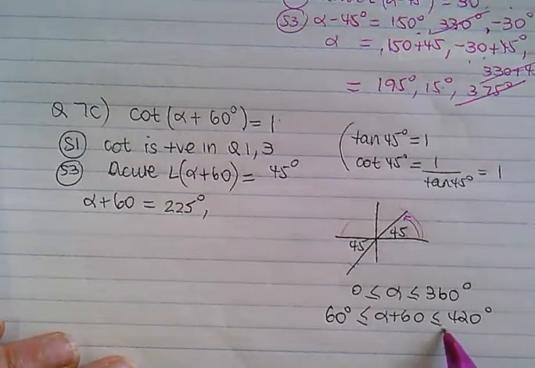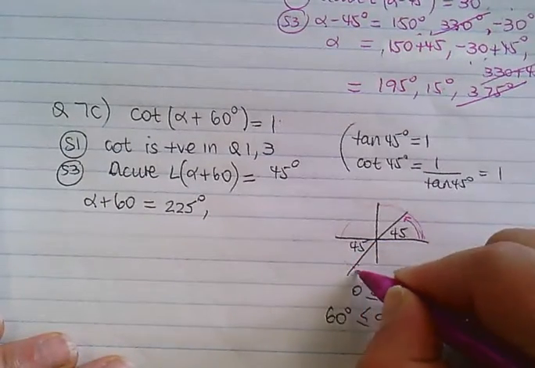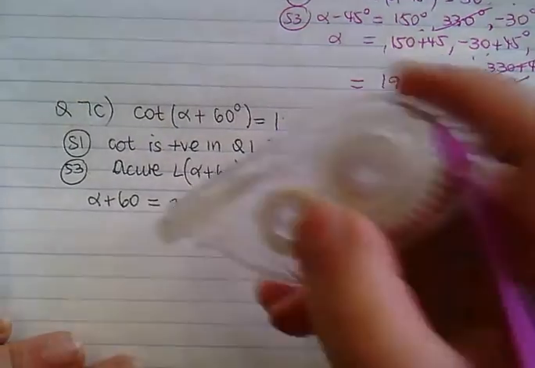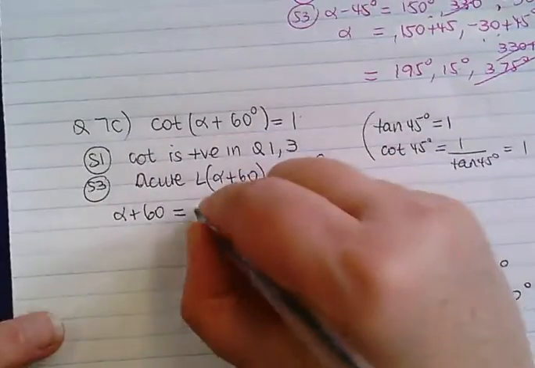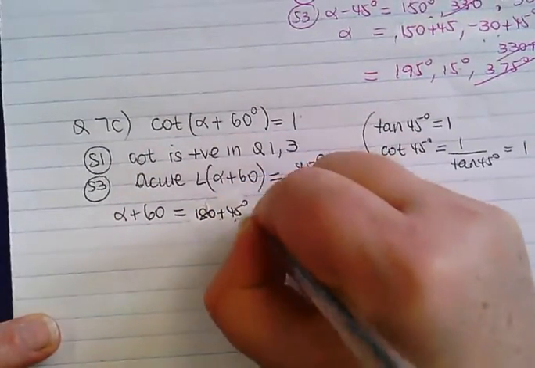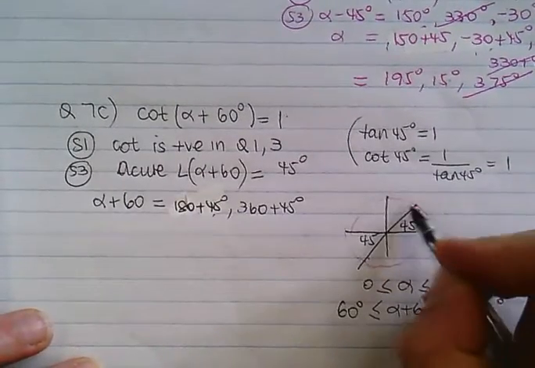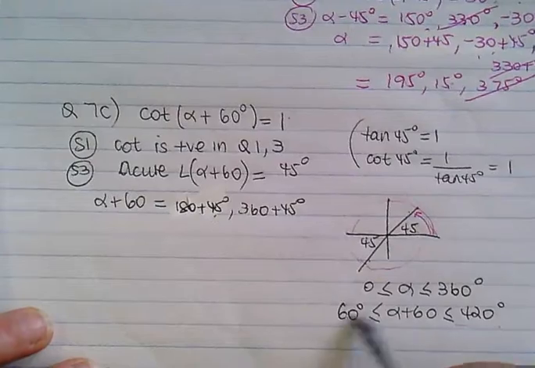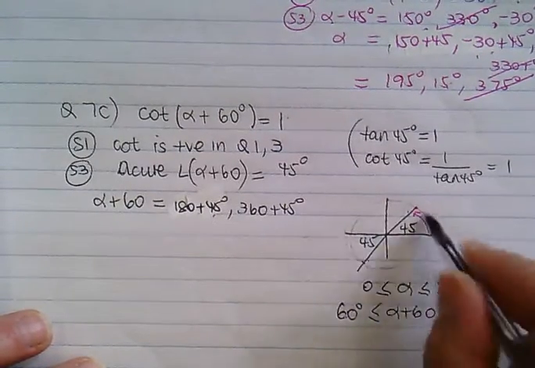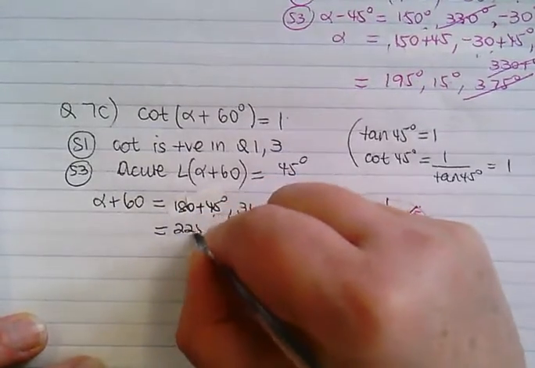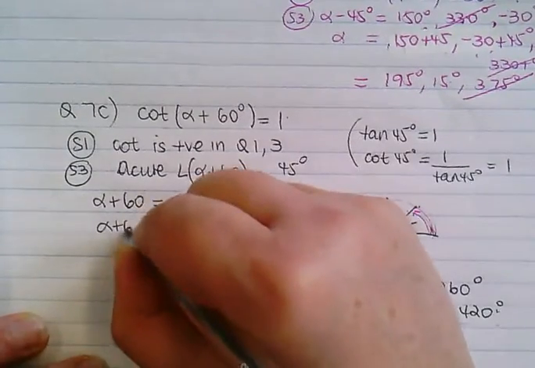You're allowed to go past 360. Can you see? So I missed the first one on the first time around, but I'm going to get it on the second time around. What I'll do, let me just show my working. So I've got 180 plus 45, 360 plus 45. We okay with that? So I can't get 45 on the first time round. It's out of my domain. So I go 180 plus 45, good. 360 plus 45. That's 225 and what's that one? 405. That's alpha plus 60.